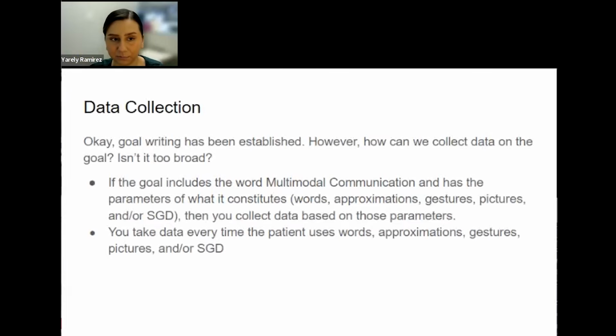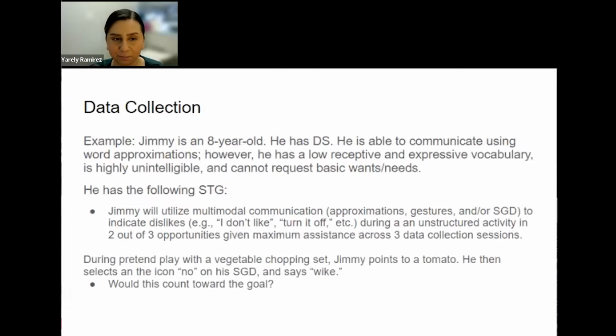So this is an example. We have a patient, Mr. Jimmy. He is an 8-year-old. He has Down syndrome. He's able to communicate using word approximations. He has a low receptive and expressive vocabulary. He is highly unintelligible and cannot request basic needs.